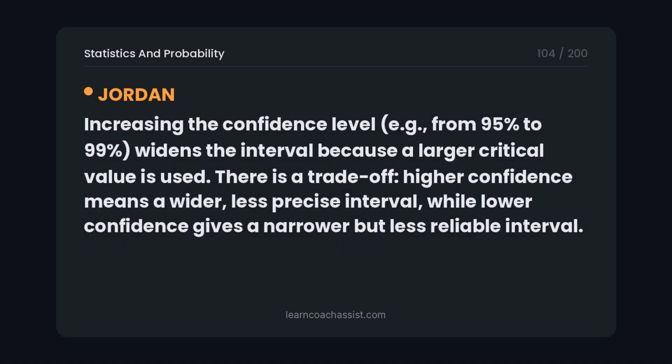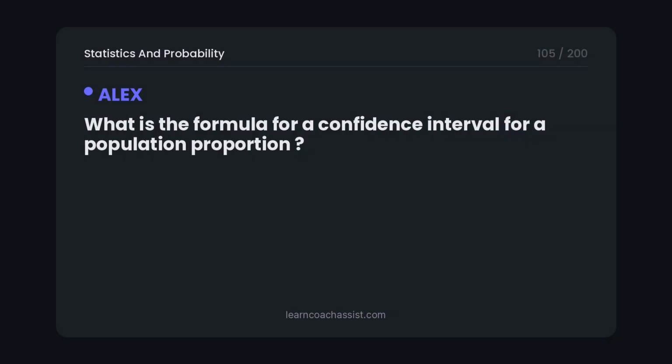Increasing the confidence level, e.g., from 95% to 99%, widens the interval because a larger critical value is used. There is a trade-off. Higher confidence means a wider, less precise interval, while lower confidence gives a narrower but less reliable interval. What is the formula for a confidence interval for a population proportion?